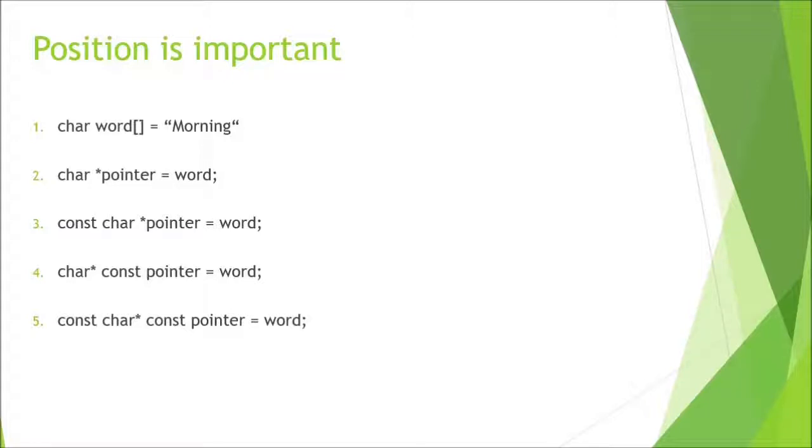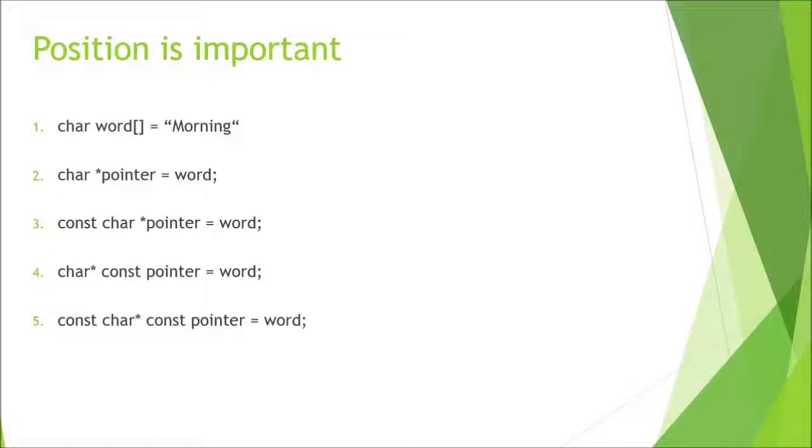The rule is simple. If the word const appears to the left of the asterisk, what's pointed to is constant. If the word const appears to the right of the asterisk, the pointer itself is constant. If const appears on both sides, both are constant.